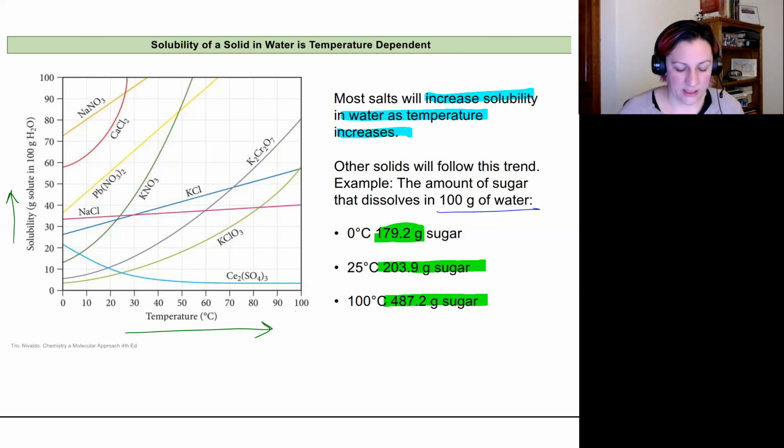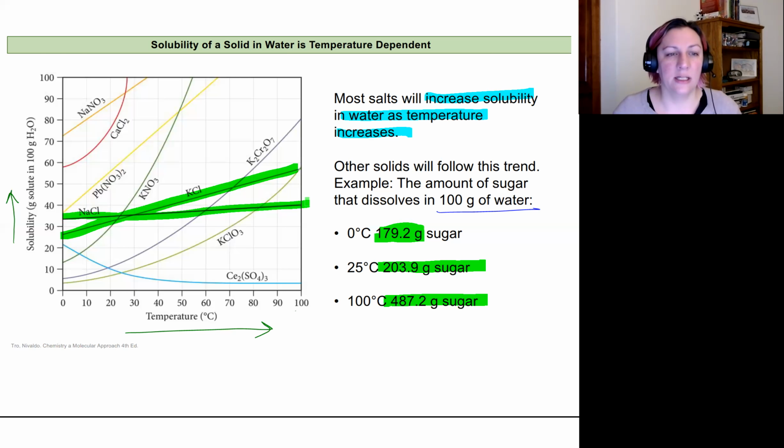So let's just take an example. Potassium chloride is just beautifully straight, and sodium chloride as well. So it linearly increases its solubility as you increase the temperature. Similarly, sodium chloride does the same, but to a lesser degree. But it's still increasing the amount that'll dissolve in the water as you increase the actual temperature.